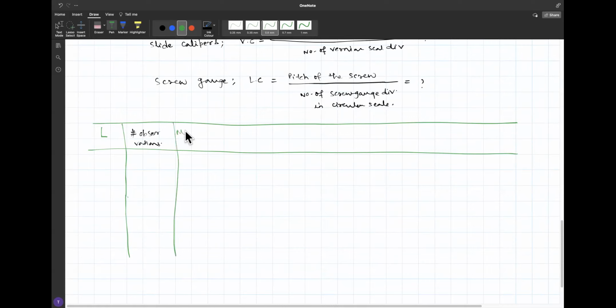Then this is the mass that you apply. You have to know the units. Then here is the reading in the microscope. Maybe I use a black one. Or the blue one. So now you have the microscope reading.